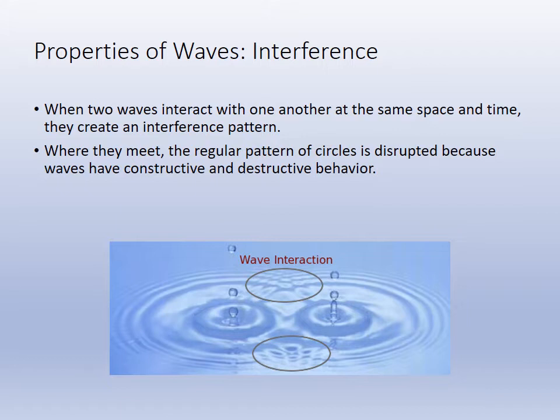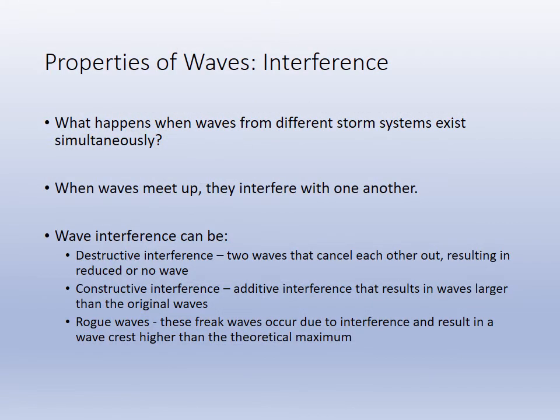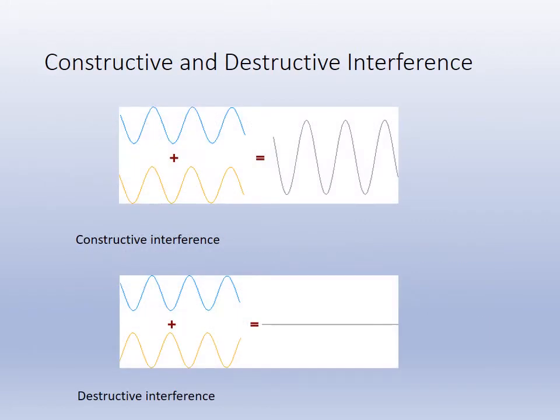Waves interact with each other when you have more than one wave traveling through a medium. We call that interference. You can have destructive interference, which cancels out the energy, resulting in a reduced wave or no wave. Constructive interference builds larger waves. That constructive interference could lead to rogue waves, which would give you larger than expected waves. This causes trouble when it comes to ships, boats, docks, things along those lines. The illustration here shows you the net result of interference.